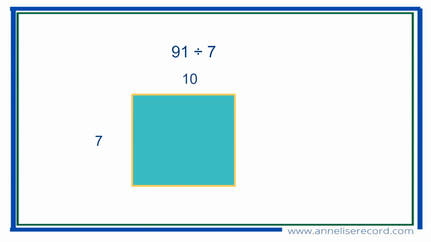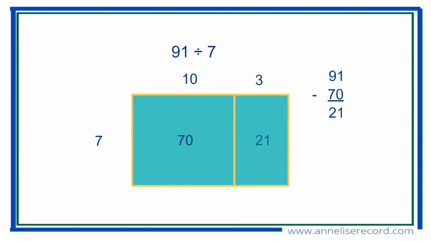So I know I could make a 7 by 10 rectangle, and the area inside would be 70. So already 70 out of my 91 is taken care of. So now we need to do some work to figure out, well, how much is left in that 91? And there is 21. Oh, and I know that 7 times 3 is 21. So there we go. Now we have a rectangle with the area of 91. My vertical distance was 7. The horizontal distance is 13. And that is what my quotient is.